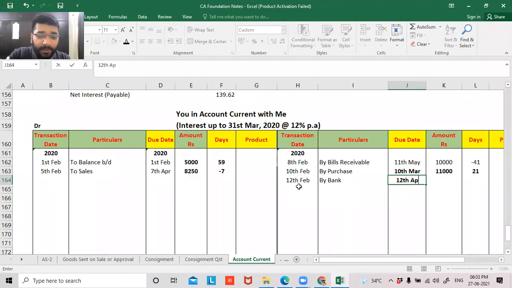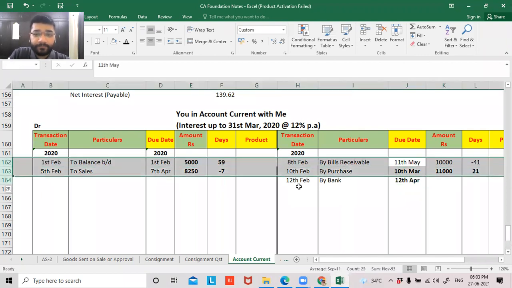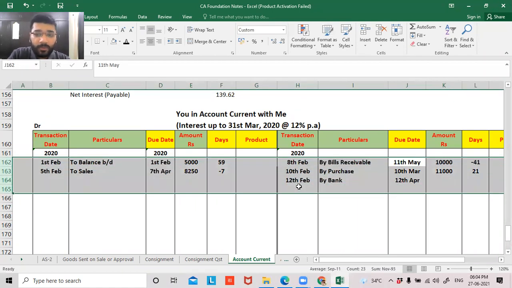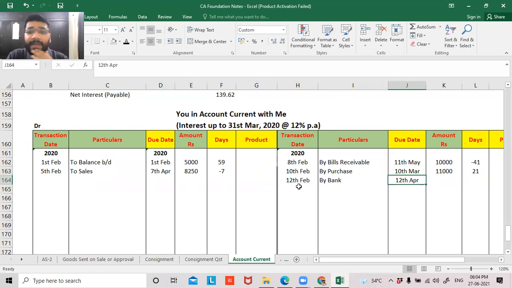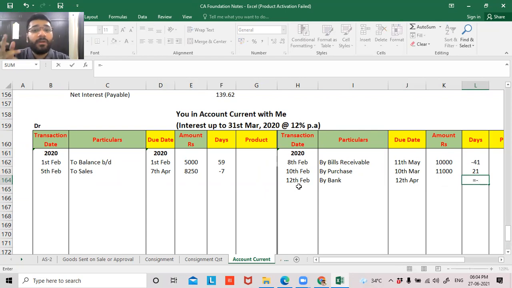12th April, guys. Now tell me, guys, this due date is falling after the account current statement date or before the account current statement date? After. So can I say it will be negative? So after 31st March, 12 days, guys. So can I say it is minus 12? 12 days from 1st April to 12th April. Can I say 12 days?